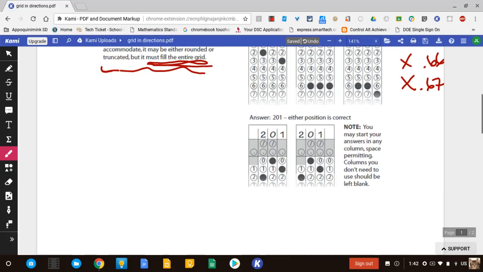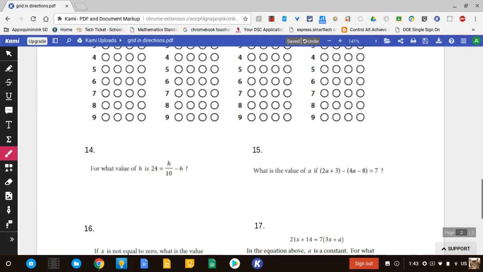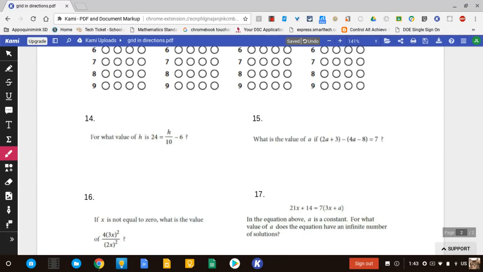This last piece is that you can either right or left justify. This is left justified, meaning my first digit is in my leftmost box. This is right justified. My last digit is in the rightmost box. And now let's do a little bit of practice and see how we can grid, and maybe an example or two of what we can't do.